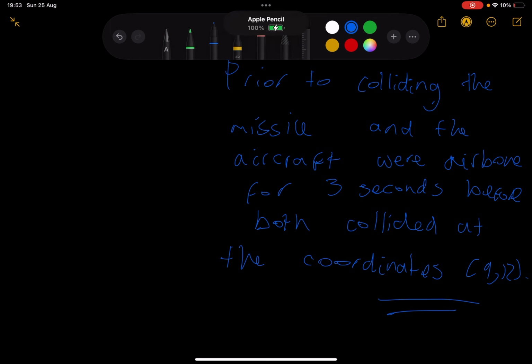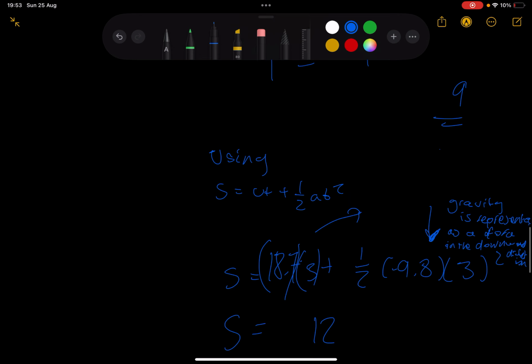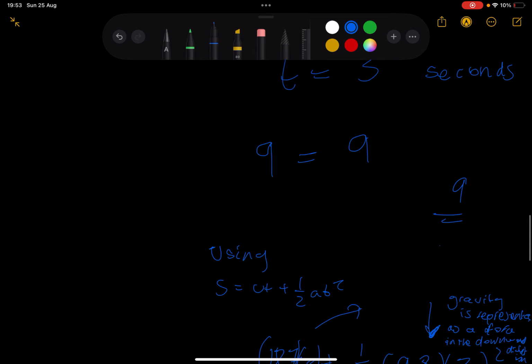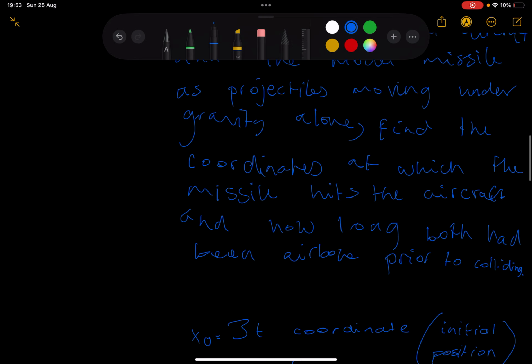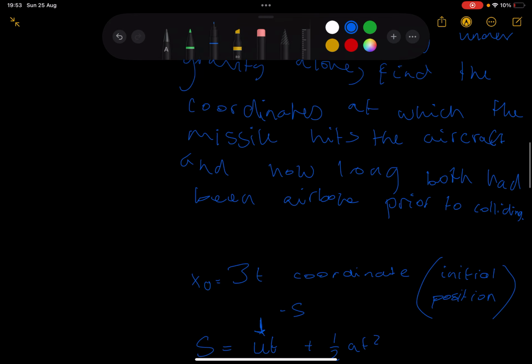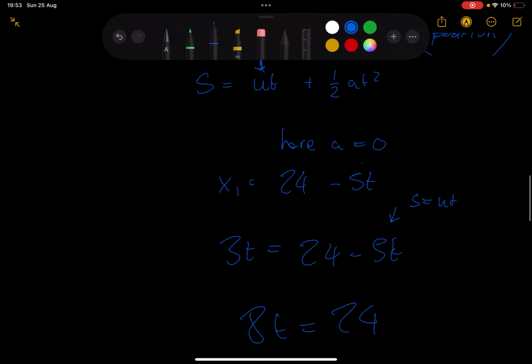And it's really important that you note down these details, like gravity is represented as a force in the down direction, and always when you're dealing with horizontal motion, you have to realise that a is always 0.